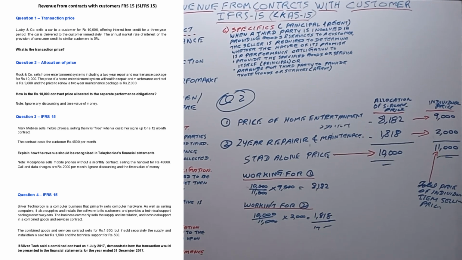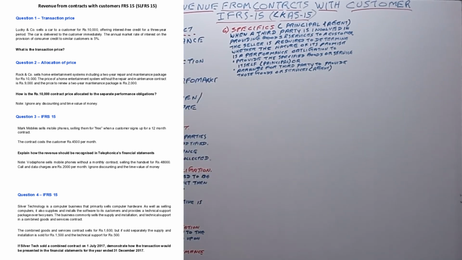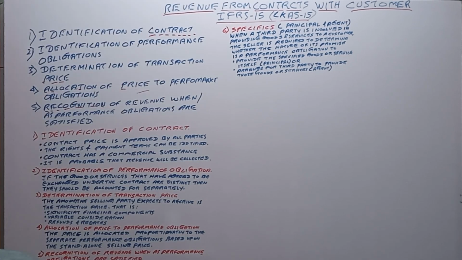Question number 3. Mark Mobile sells mobile phones, selling them for free when a customer signs up for a 12-month contract. The contract costs the customer 4,500 per month.